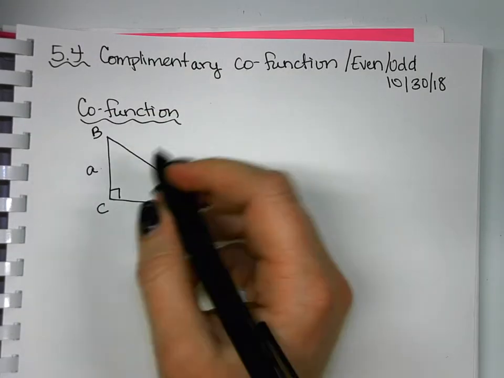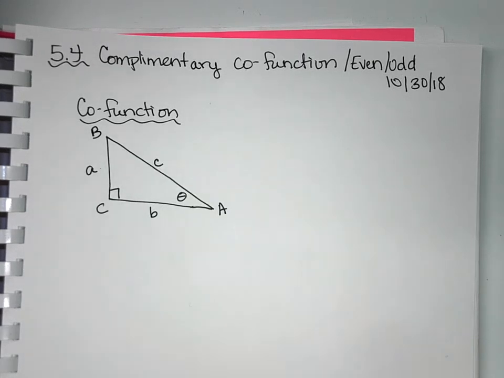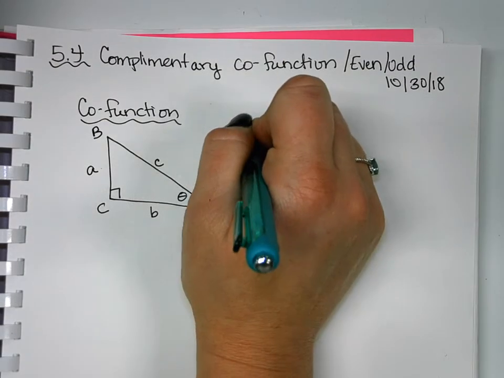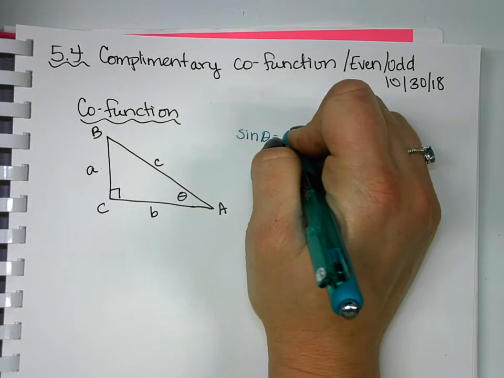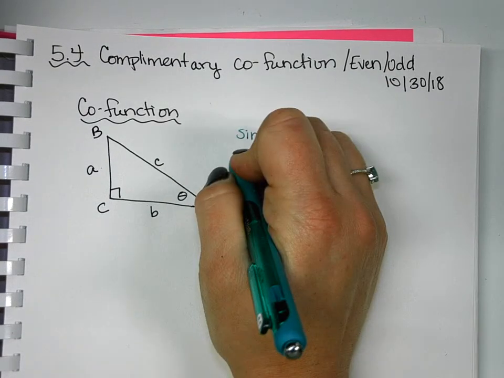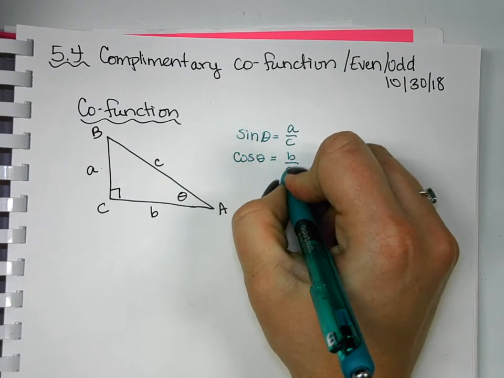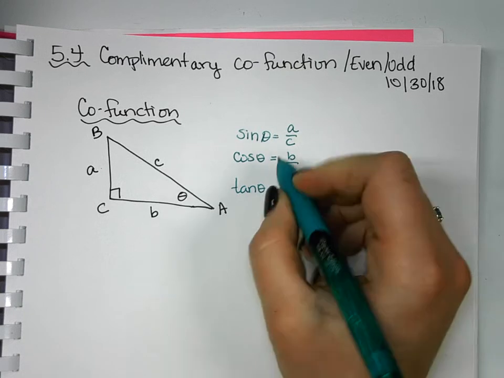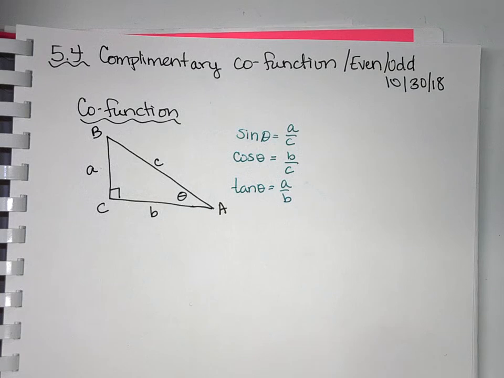and we would have little a is across from big A, little b is across from big B, and little c is across from big C. So if we were going to do sine of angle A, so sine of theta, we would say it's A over C. Cosine of theta would be B over C, and tangent of theta would equal A over B. So this is just going back to your beginning trig in Math 2.